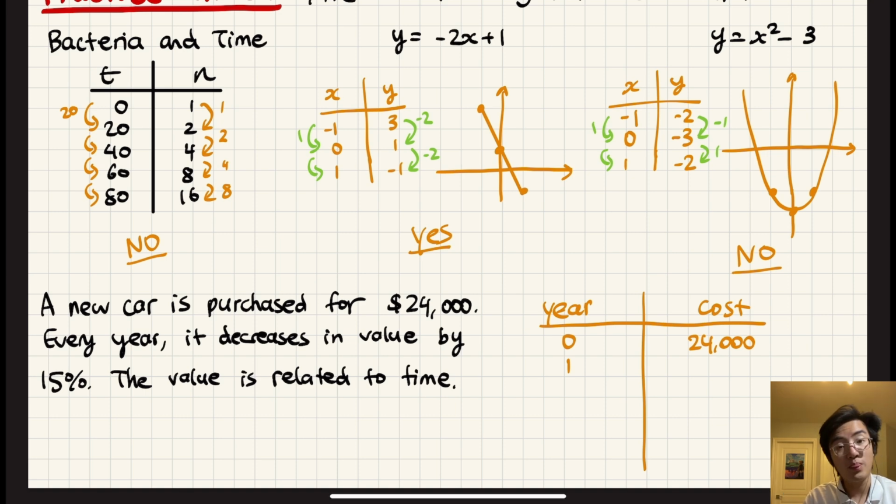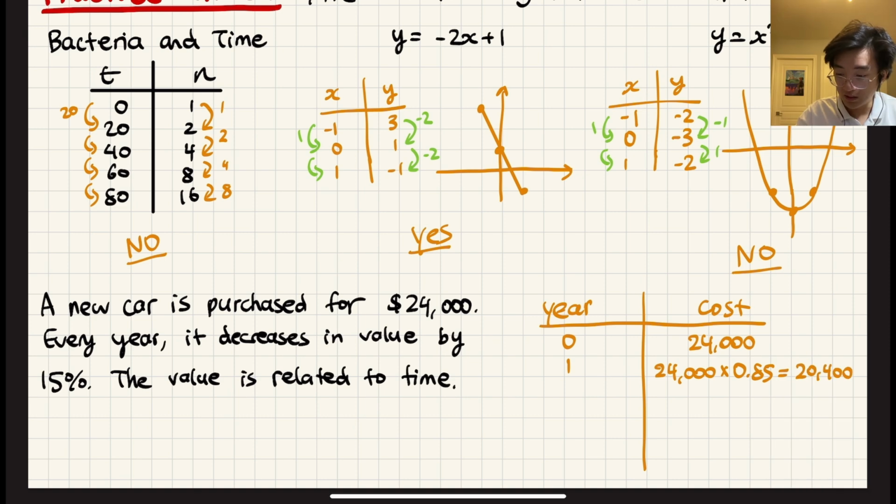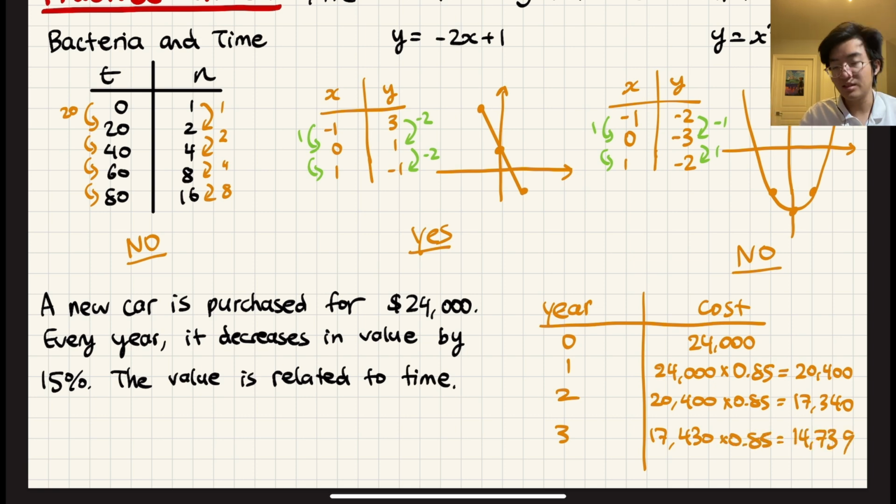During its first year, it will go down by 15%. So we are working with 24,000 times 0.85 here, okay? Because it is now 15% less in value, which is 20,400. Okay, by year 2, now 20,400 is going down by 15% again. So 17,340. Another year passes. It goes down in value from 17,340 to 14,739. Right, so I can keep going with this.